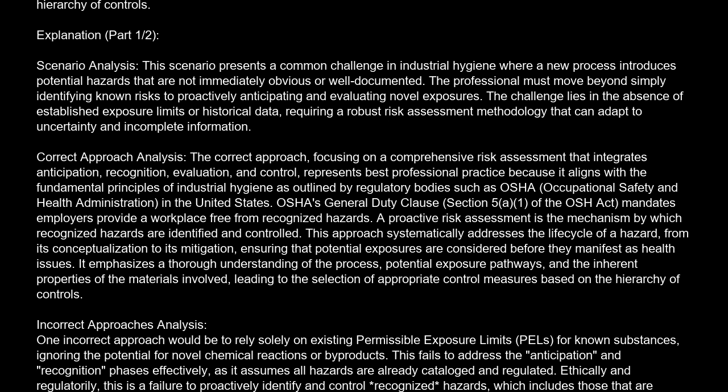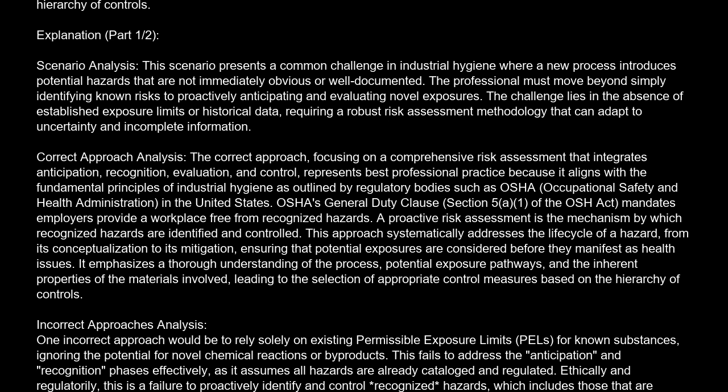This approach systematically addresses the life cycle of a hazard, from its conceptualization to its mitigation, ensuring that potential exposures are considered before they manifest as health issues. It emphasizes a thorough understanding of the process, potential exposure pathways, and the inherent properties of the materials involved, leading to the selection of appropriate control measures based on the hierarchy of controls.